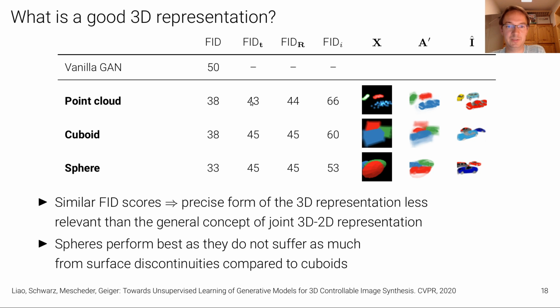What we observe from this experiment is that all of them yield very similar FID scores. So it seems like the precise form of the 3D representation is less relevant than the general concept of joint 3D and 2D modeling. However, spheres perform slightly better than the others, as they don't suffer as much from surface discontinuities compared to the other representations.